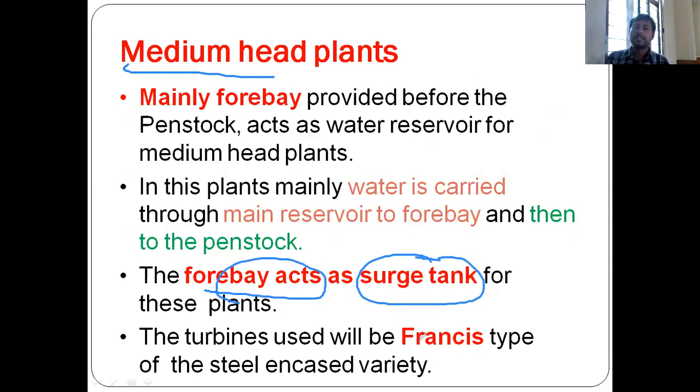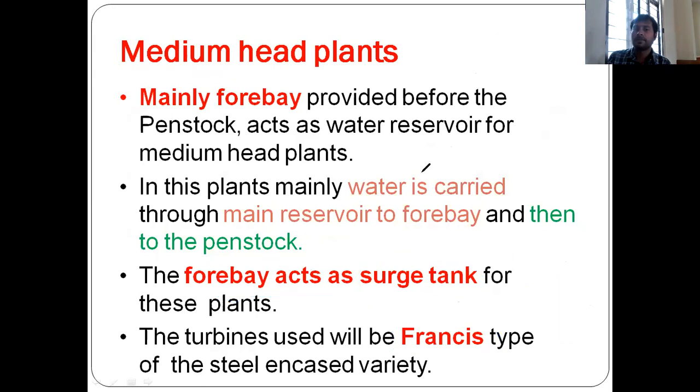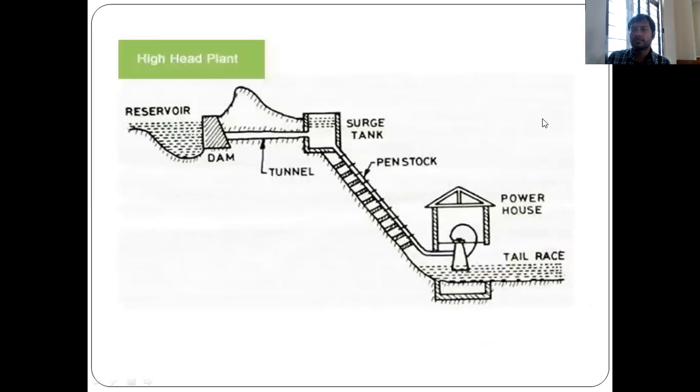And here the turbine is a Francis turbine. So remember, medium head: Francis turbine; low head: either Kaplan or Francis, mostly Kaplan is used. For high head, the Pelton wheel turbine is used. So Kaplan, Francis, and Pelton wheel. These are the points to be remembered for medium head power plants.